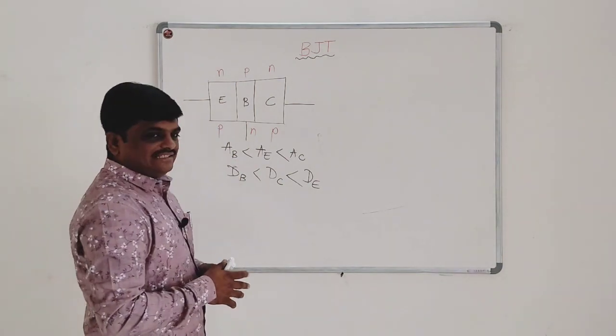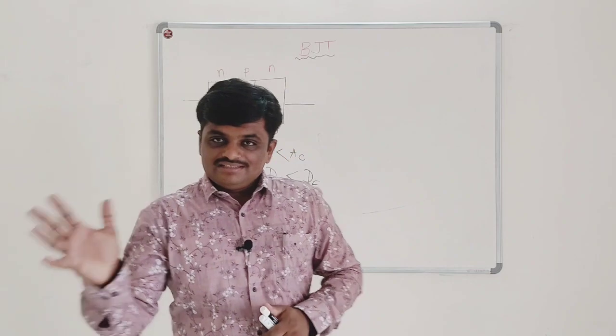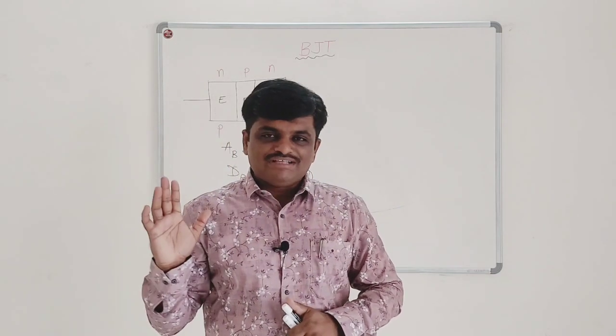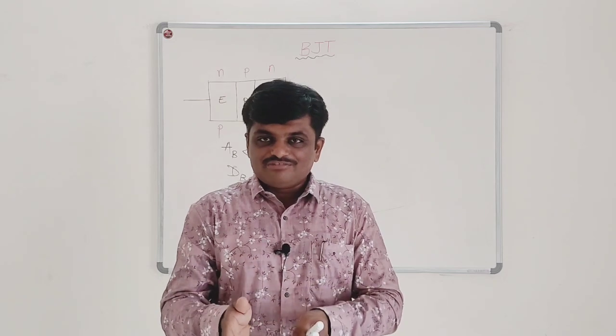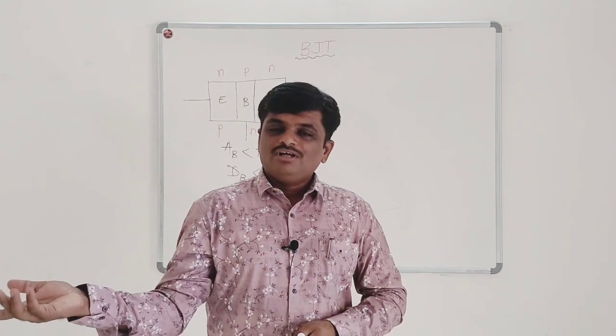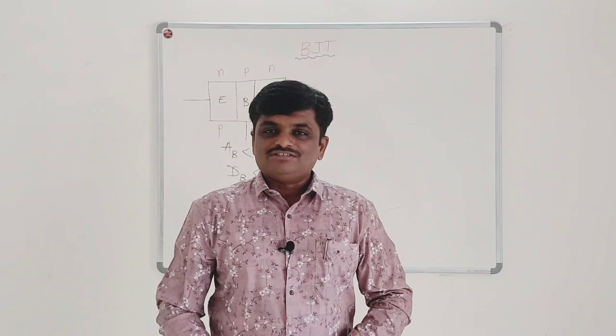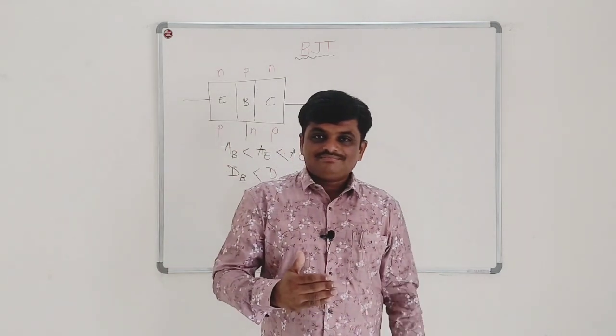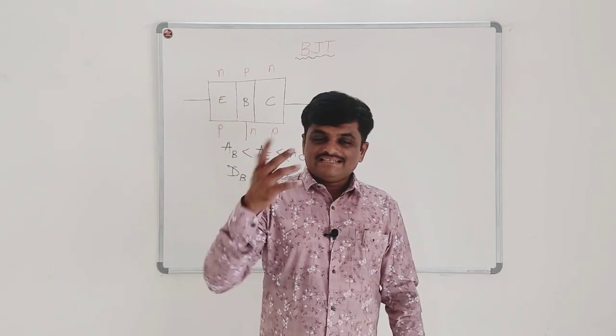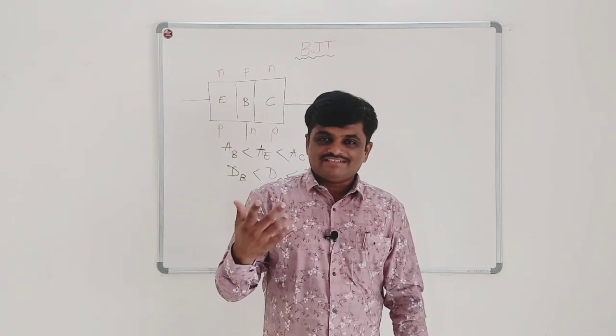So here you can see that in NPN or PNP transistor there is no symmetry. At one side of the middle region, that is the base region, the doping is more, while at another side the area is more, right? Due to this unsymmetry, the transistor acts as an amplifier, which we'll see in the next lecture.